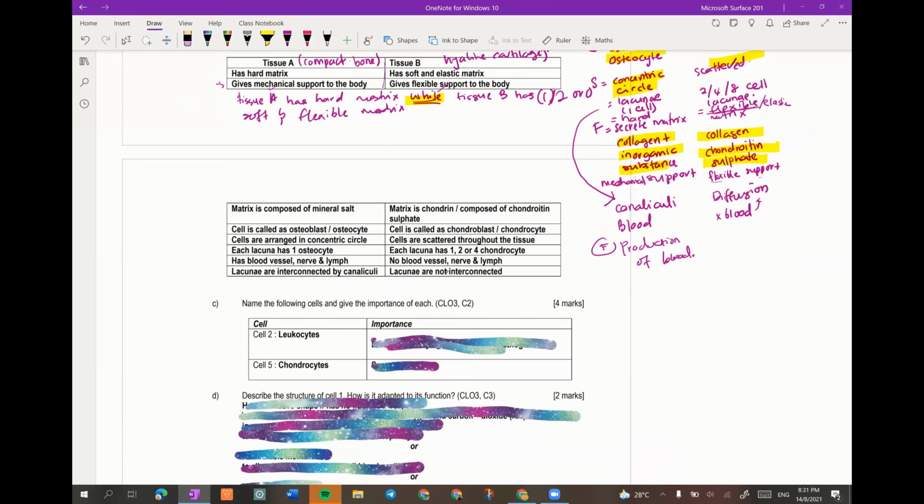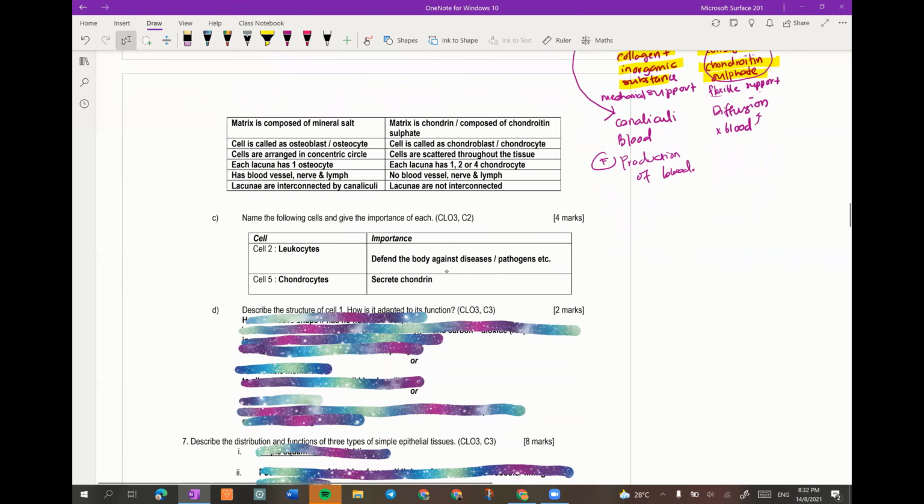So what is the importance untuk leukocyte? Of course you tahu dia untuk immune system. So you boleh cakap dia untuk defense. Okay. So it is defend against the body or pathogen. Untuk chondrocyte pula, chondrocyte kita dah tahu tadi function dia memang hanya this one, secreting collagen and chondroitin sulfate. Okay, dia lebih untuk bagi matrix tu supaya dia dapat the sifat of soft and flexible tadi. So jawapan dia adalah secrete chondroitin.